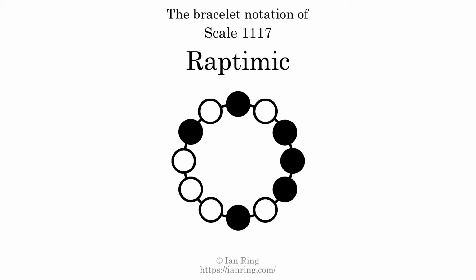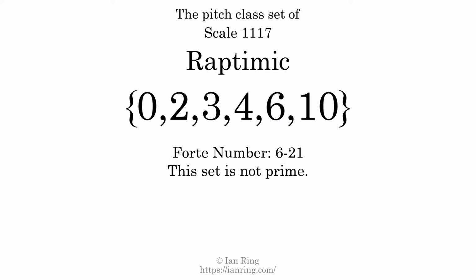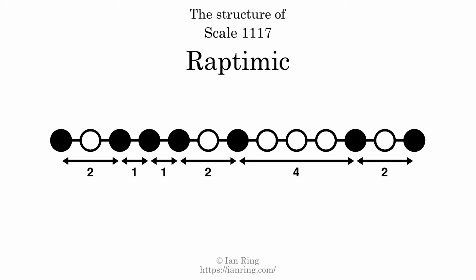This is a bracelet notation diagram of scale 1117. The shaded circles represent tones that appear in the scale, and they are read clockwise, starting at the top. The pitch class set for this scale is 0, 2, 3, 4, 6, 10. The forte class is 6-21. This set is not prime. The structure of a scale is a description of the interval distance between each successive tone. This scale has a structure of 211242.